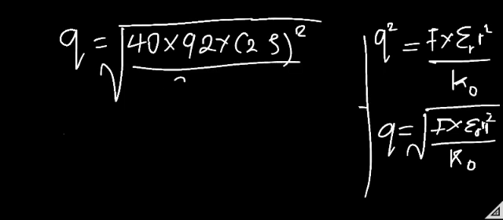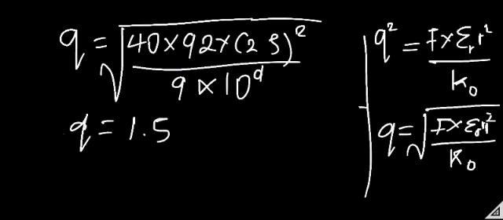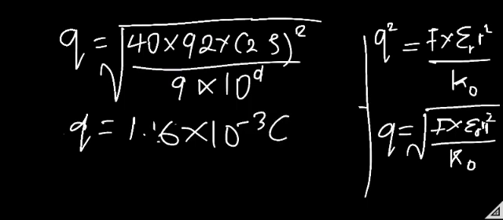Okay, 9 and 10 raised to power 9. If you press it in your calculator, you have Q to be equal to 1.59. You can approximate that, right? So when we approximate, Q becomes 1.6 times 10 raised to power minus 3 coulombs.